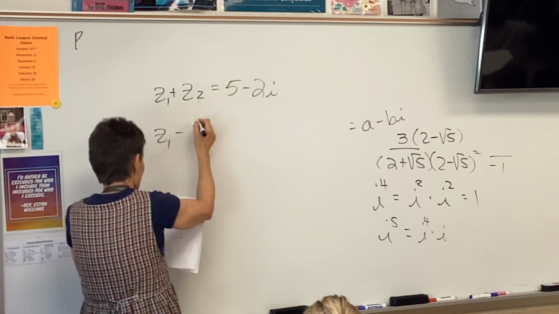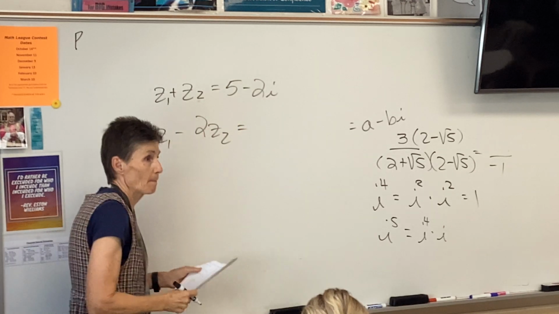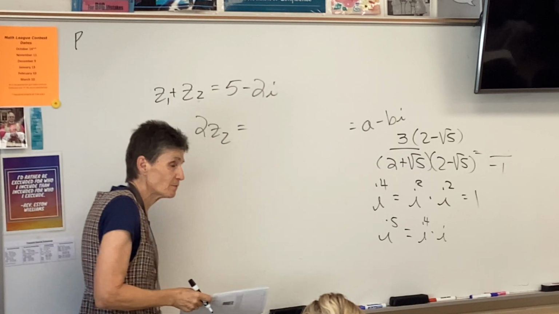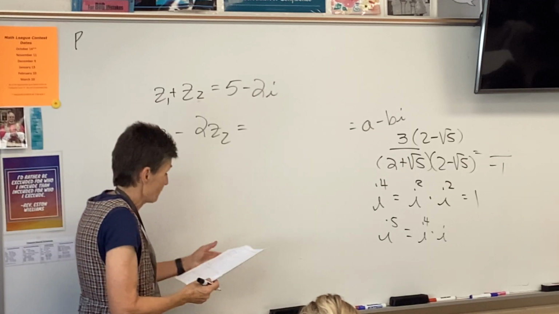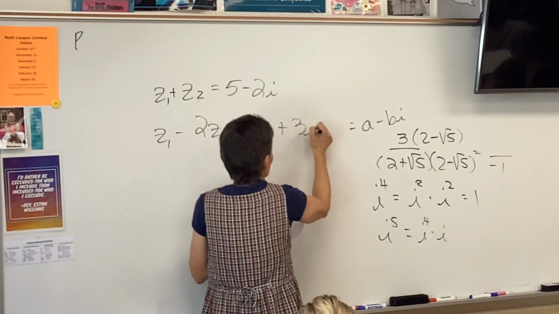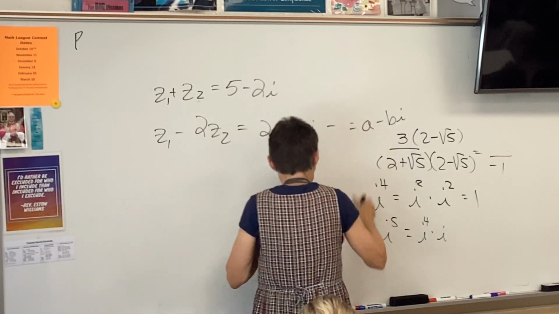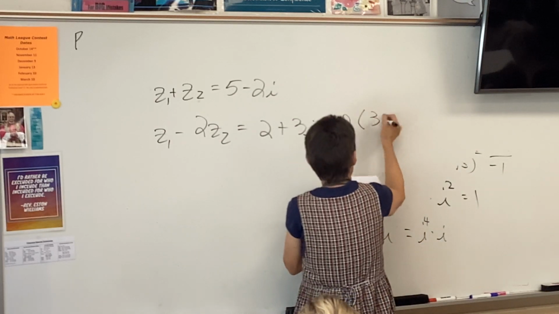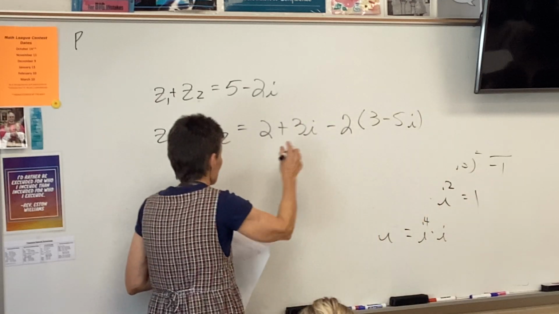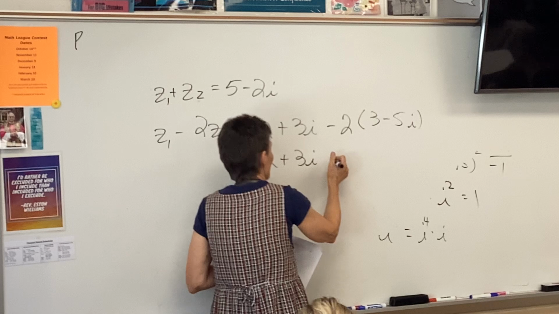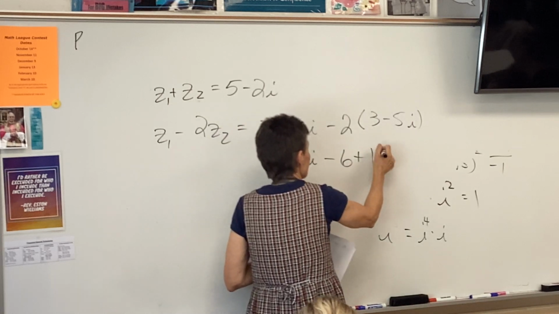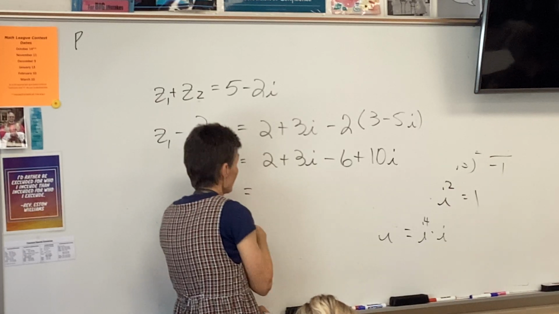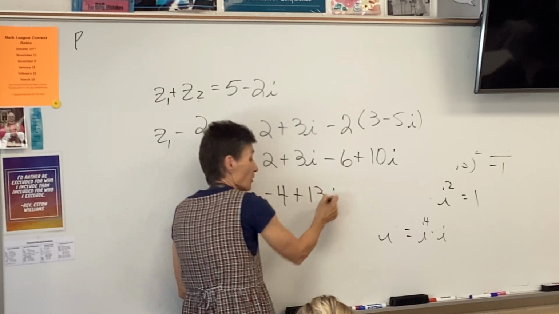All right, Z1 minus 2Z sub 2. Let's see, I'm gonna call on someone. Miss Jackson, what do you think we do with this one? You don't have to do it all at once. You can do it in pieces. What do you think? Plug in 1 to 4, so 2 plus 3i minus... distribute there, and that's actually a -2, so it'll be -6 plus 10i. And in right terms, so -4 plus 13i, does that look all right to everybody?